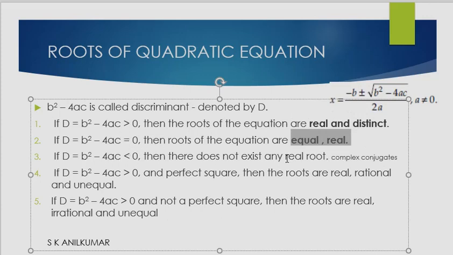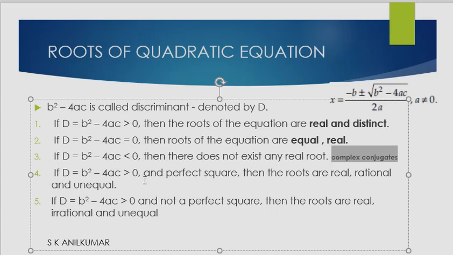If it is less than 0, then there is no real root. Real root does not exist. What exists then? Complex conjugates exist. Real root does not exist when b square minus 4ac is less than 0. Why? When b square minus 4ac is less than 0, then we cannot take a square root, and that non-real square root you will have to write as plus or minus i. So that is why.